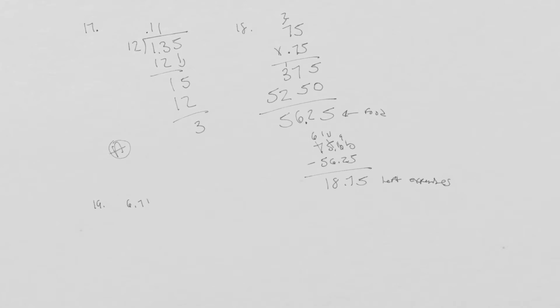So 6.74 times 40 is... Oops. 6 times 4 is 24, 26. 269.60.